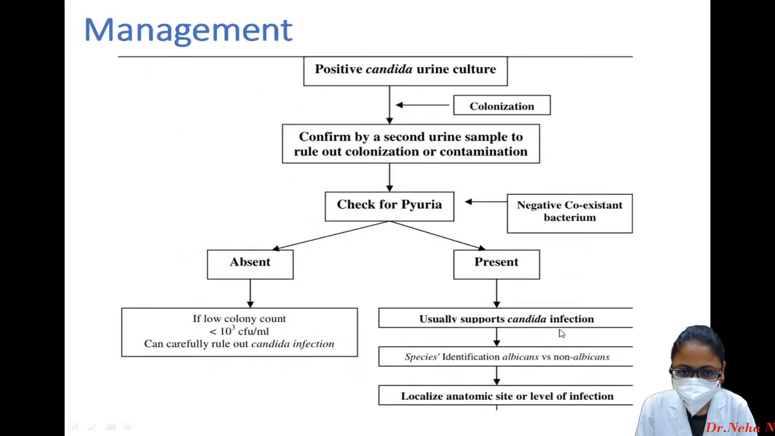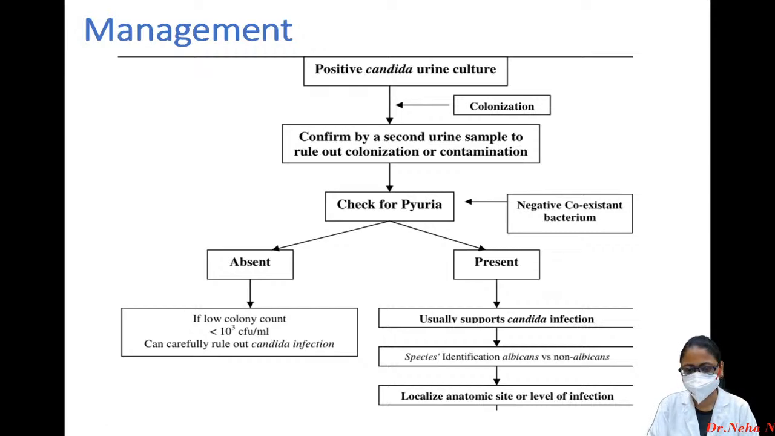So this is the outline of the management. Now here, if we find a positive Candida in urine culture, then first we have to suspect that it might be colonization or contamination. So we have to confirm it by a second urine sample to rule out colonization and contamination. If the second urine sample comes out to be negative, then we can safely rule out contamination.